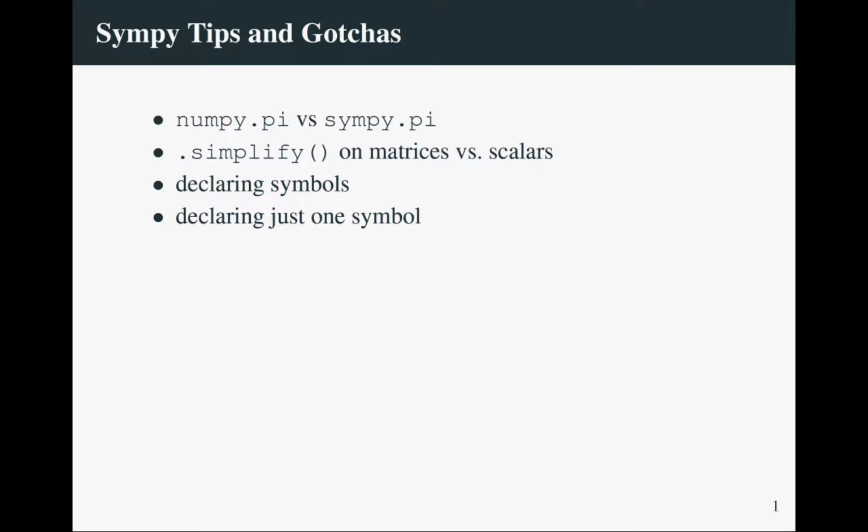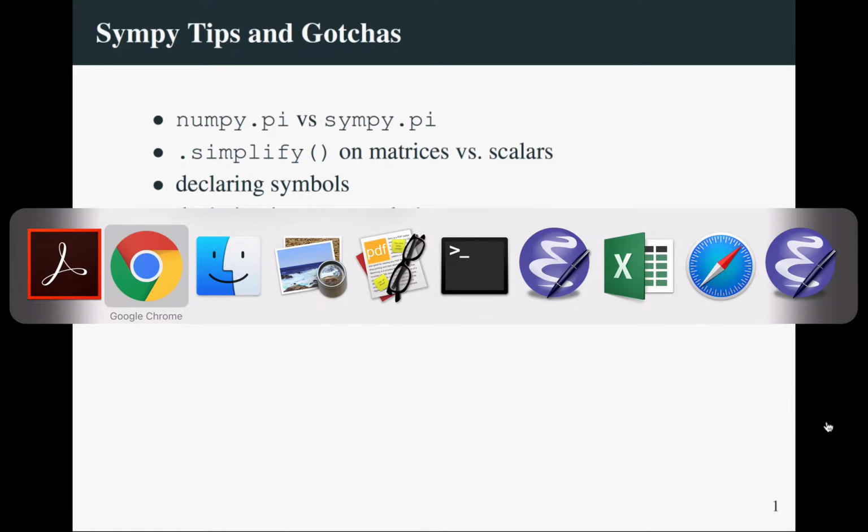How to understand sympy.pi versus numpy.pi. Along with that, do you understand that SymPy is expecting radians? The .simplify function or method behaves differently for matrices versus scalars, and that caused some issues. Declaring your symbols ahead of time is really important. That was really only one person, but I want to make sure that everyone understands why it works. I did see some other people having issues with trying to declare just one symbol, and so I want to talk about that as well.